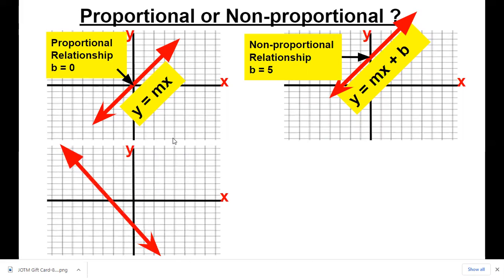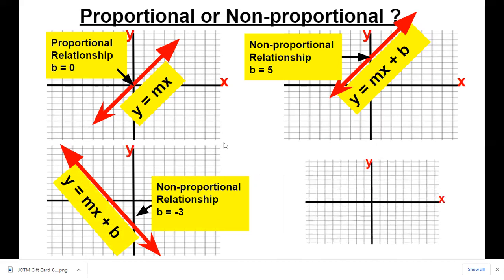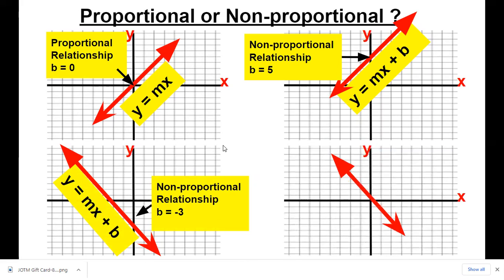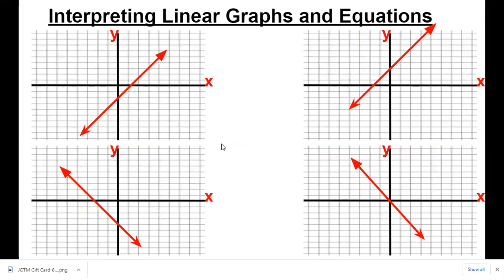Proportional or non-proportional? Exactly. Non-proportional. It does not go through 0, 0. It has a b of -3. Actually, -4. It looks like I was down one, counted wrong. That would be y equals mx minus 4. And the last one, proportional or non? Yes, proportional. It goes through 0, 0. y equals mx. No b.